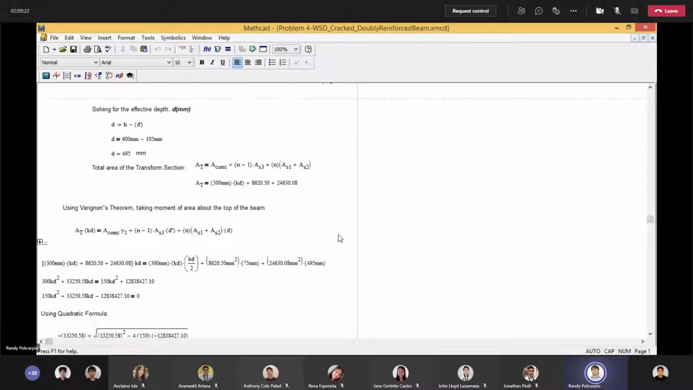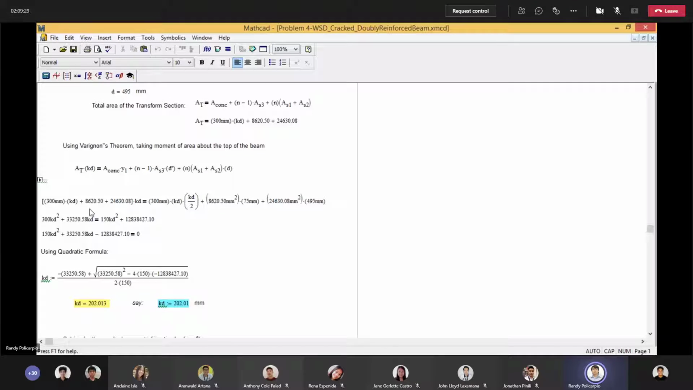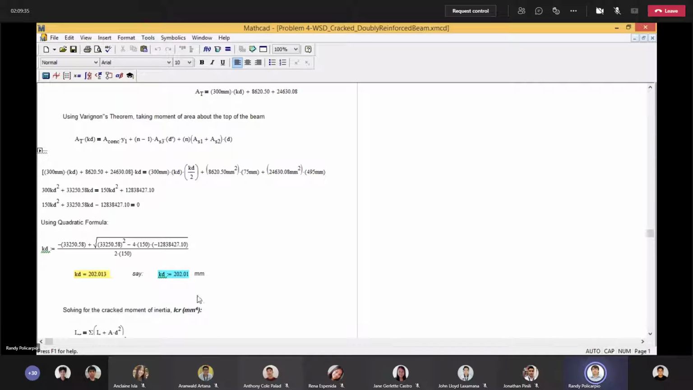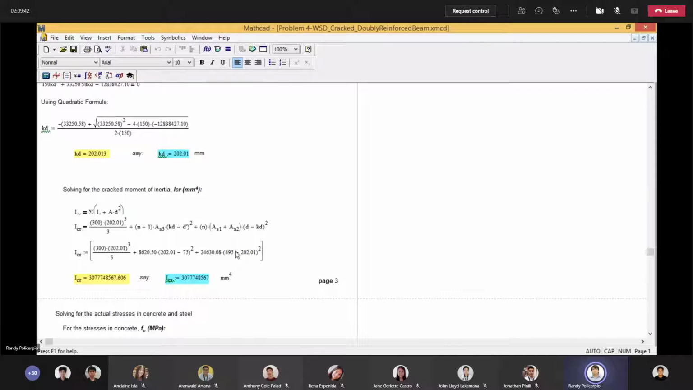So, using now Varignon's theorem, again, no? You substitute the known values, then you simplify. Then use quadratic formula. So, ito ngayon yung resulting KD natin. And then, after that, you solve now the crack moment of inertia. Ito yon, the crack moment of inertia.